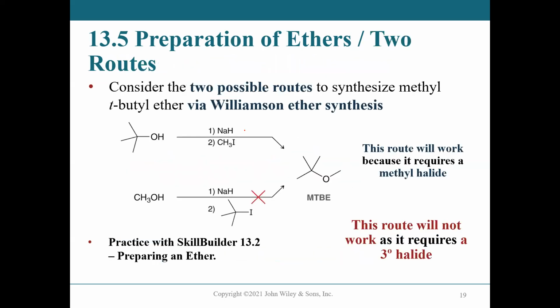So consider the two possible routes to synthesize methyl tert-butyl ether via Williamson ether synthesis. This route will work because it requires a methyl halide. You can see how this will work. And the bottom route won't work because it requires a tertiary halide.